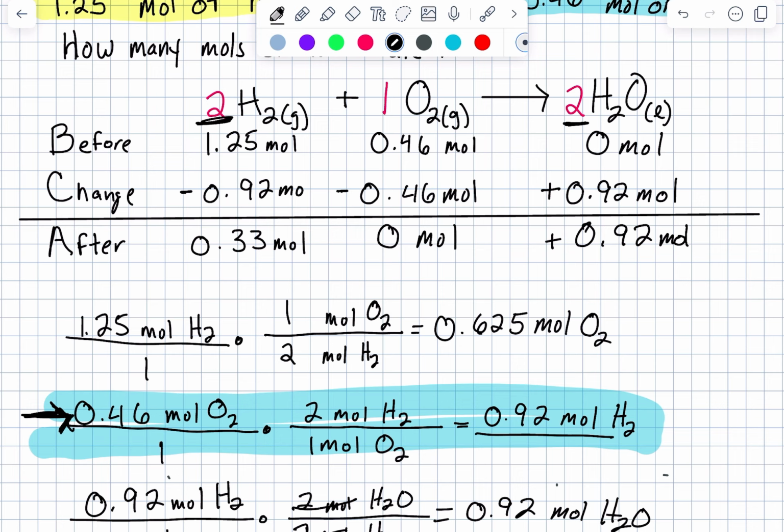That's how you do a limiting reactant problem. In the next video, part 2, I'm going to do a problem where we start with grams. I hope this helped.